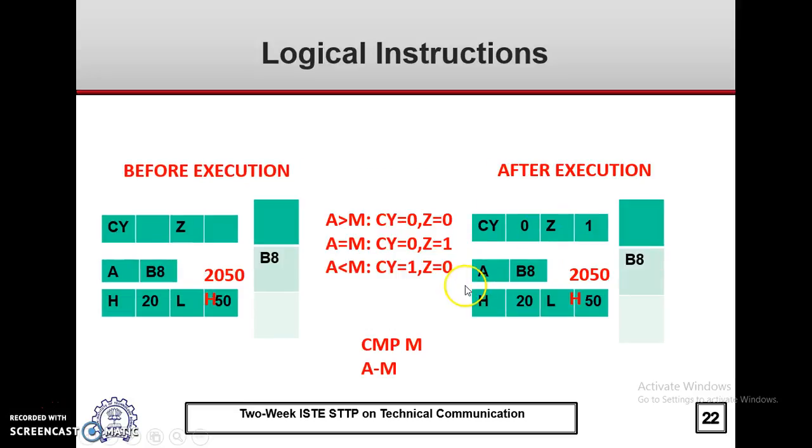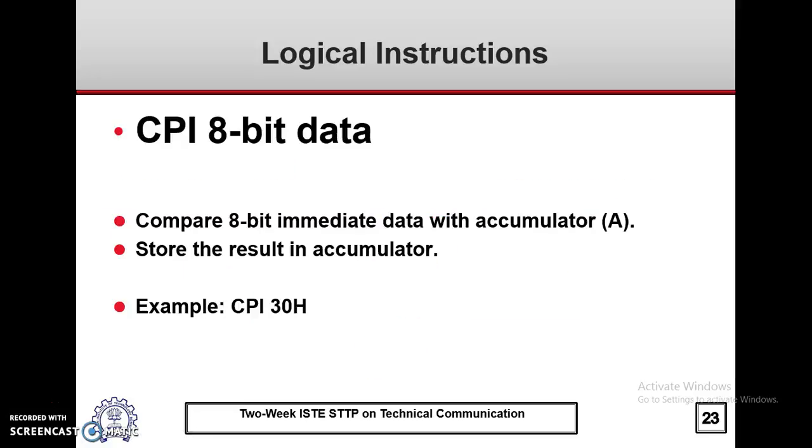Now see the second example. Compare memory: the content of memory is compared with the accumulator. Now suppose the content of accumulator is B8, content of memory is B8. So this condition is satisfied, A equals M. In that case, you can see here the zero flag will set. You can see after execution of the instruction, the zero flag will set.